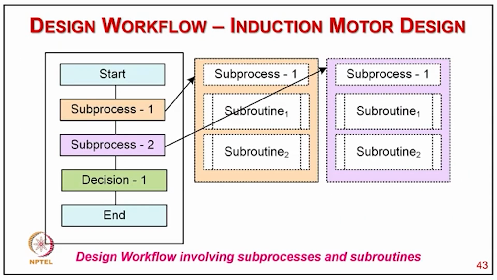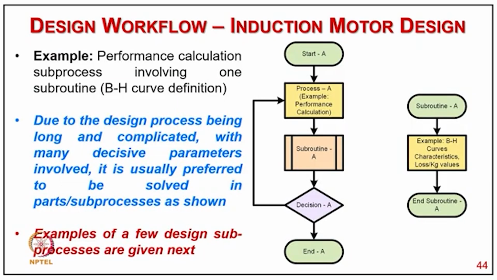This is a design workflow. If you look here, we start from the design, then we have sub process 1, which has subroutine 1 and 2, and sub process 2, which again has subroutine 1 and 2. Then we have a decision making and go to the end of the design workflow. So we do the calculation, then we come to revision, followed by the end if all decisions are correctly taken. An example is here: a performance calculation sub-process, the first sub-process, involving the subroutine BH curve definition.